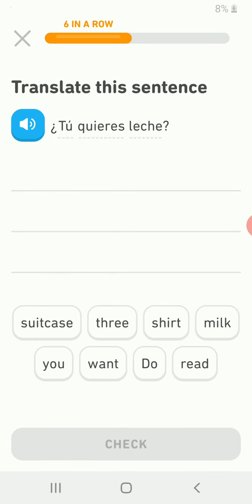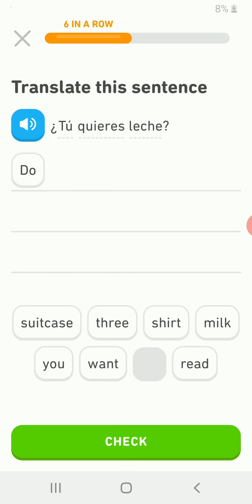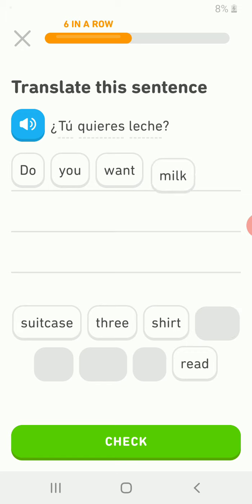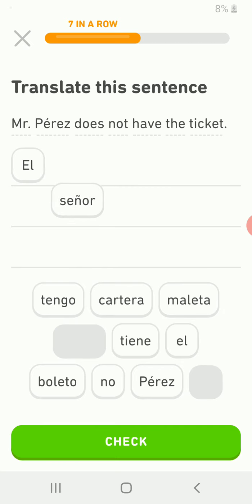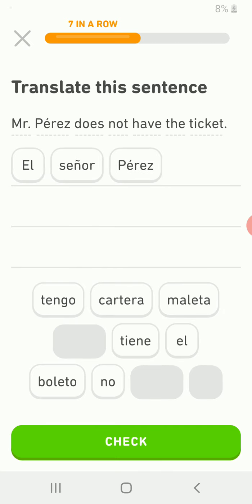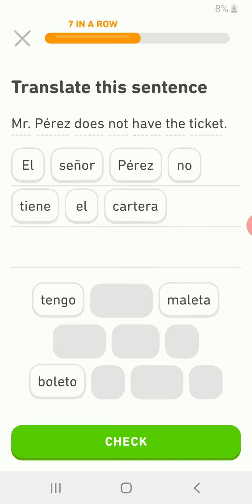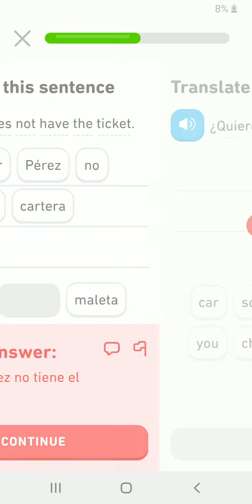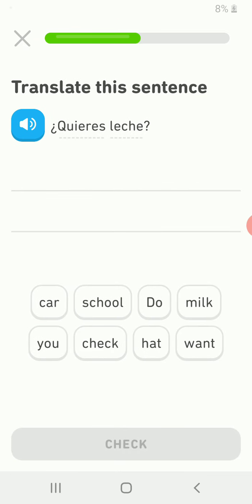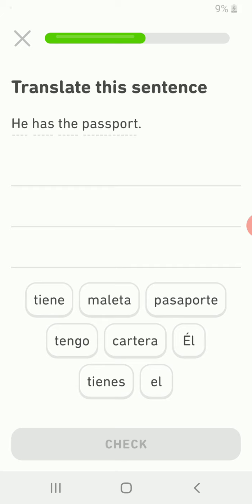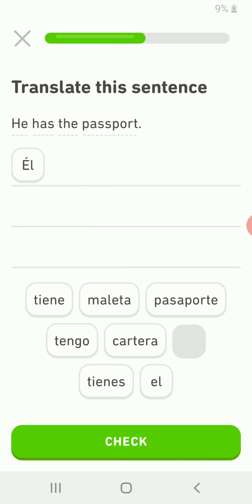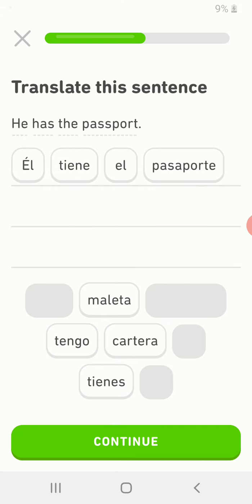¿Tú quieres leche? Do you want milk? And we have Mr. Perez does not have the ticket. El señor Pérez no tiene el boleto. Purse was cartera. ¿Quieres leche? Do you want milk? And he has a passport. Él tiene el pasaporte. Pasaporte.